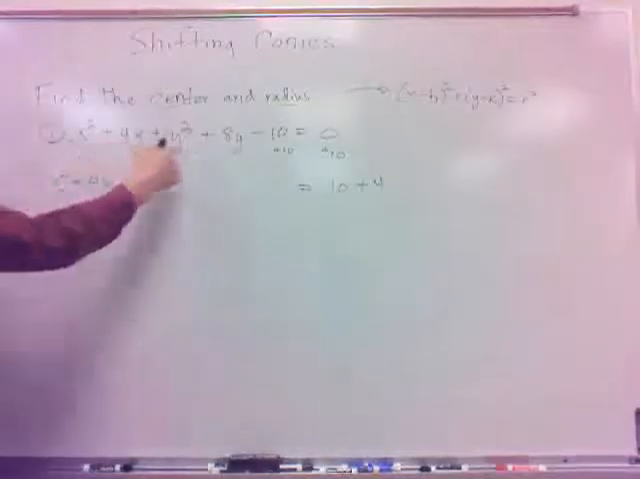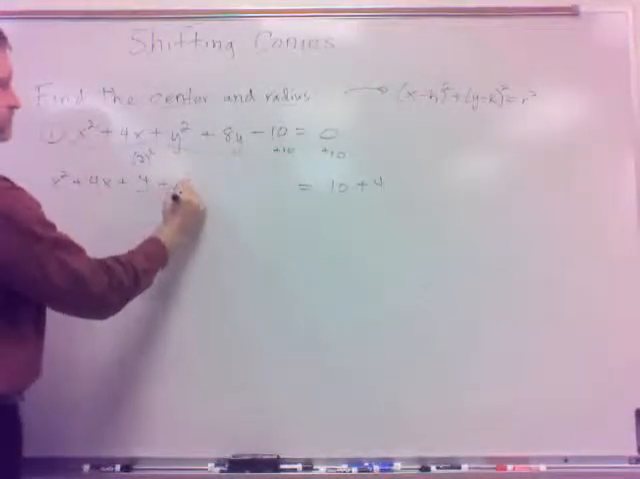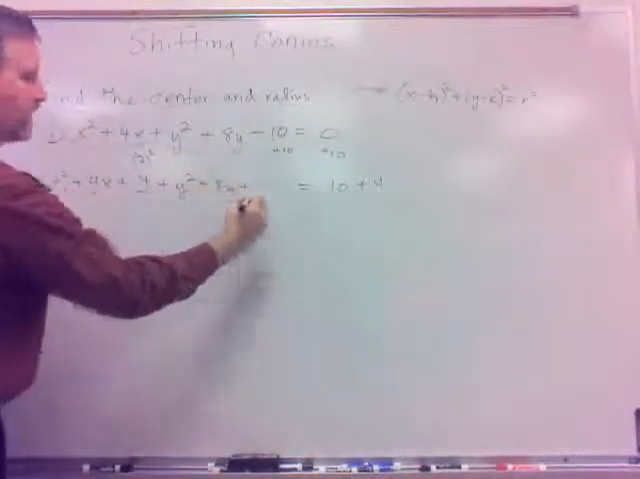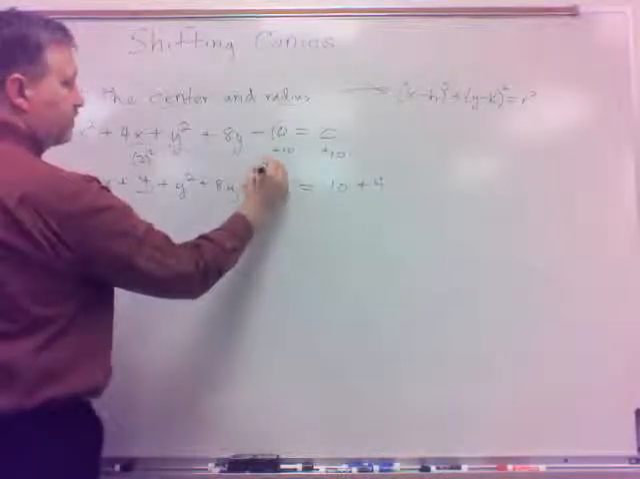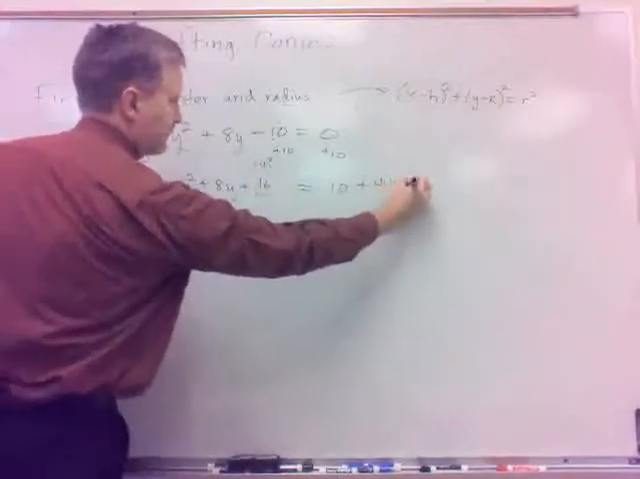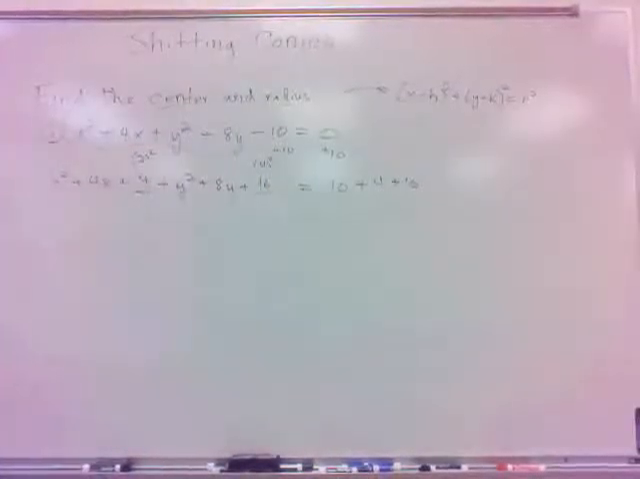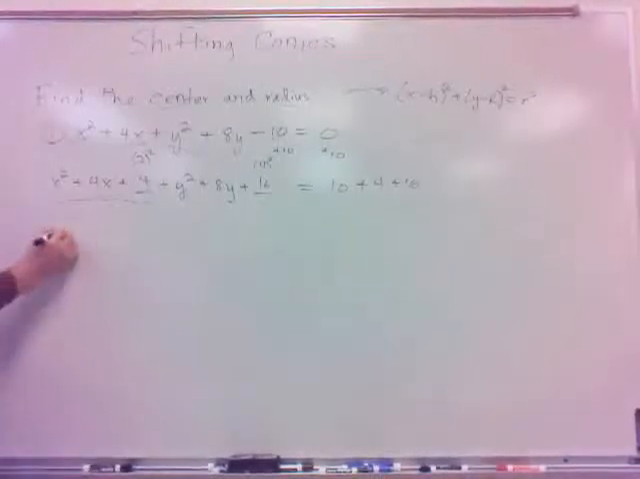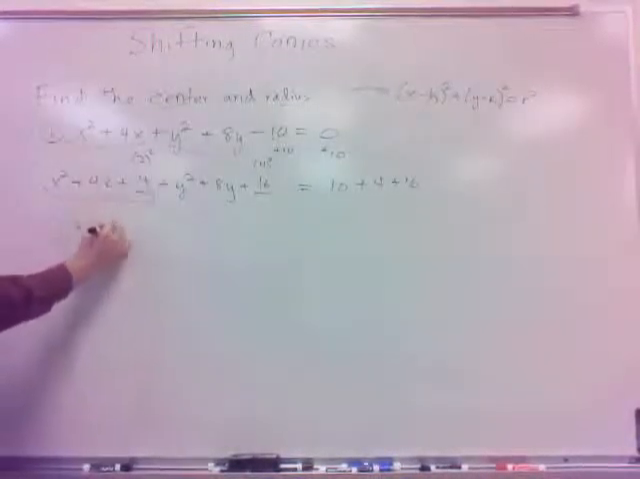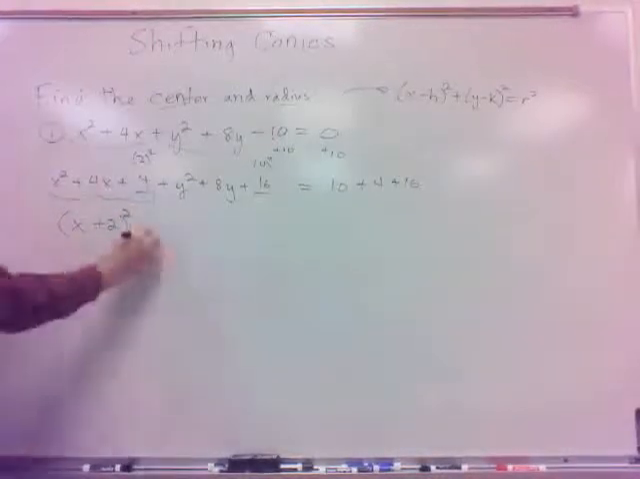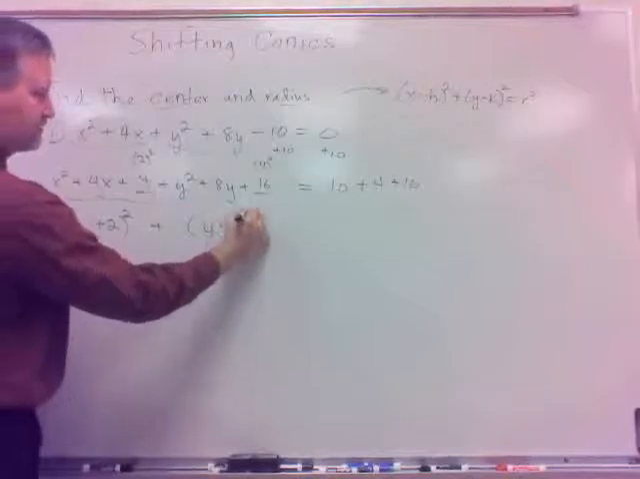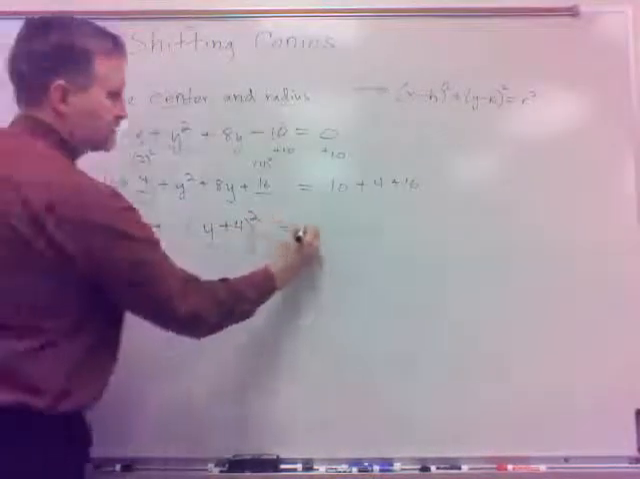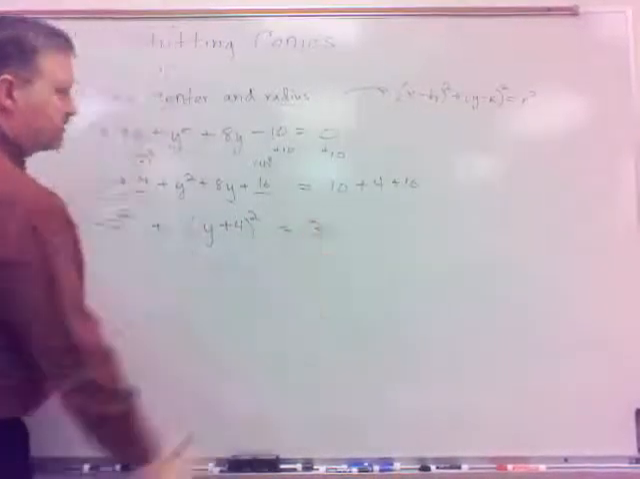Then I'm going to do this very same thing on the y's. What would I add in for my y's? Half of 8 is 4, and square it, you got 16. So I'm going to add 16. Okay, well, factor this up. What do I get? Well, it'd be x plus 2, wouldn't it? Or x plus 2 squared. Factor this one up. What would I get? y plus 4, so it'd be y plus 4 squared. And this would equal 30.